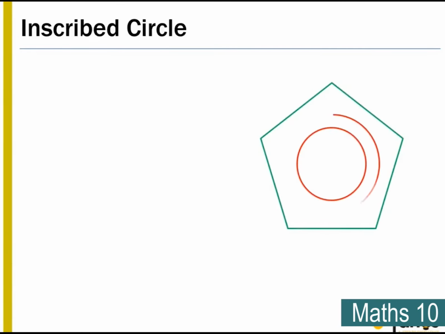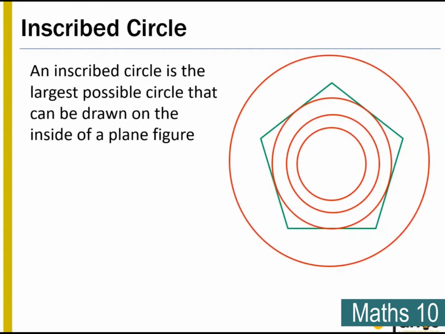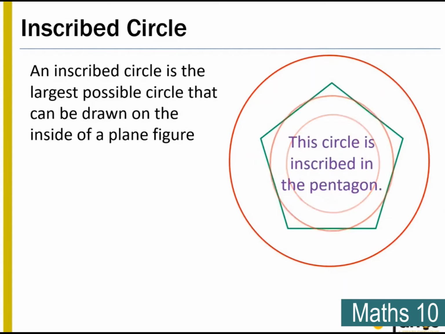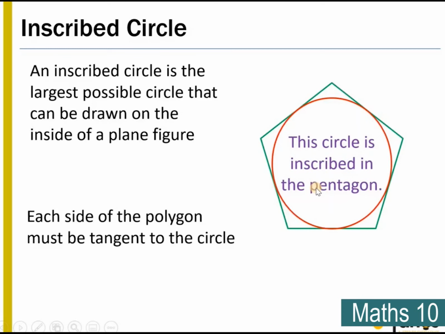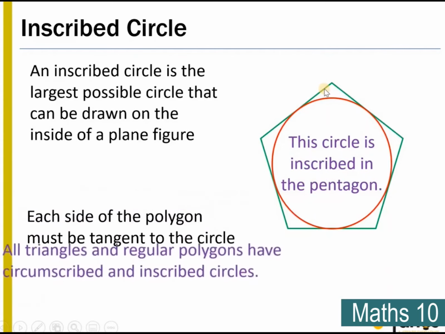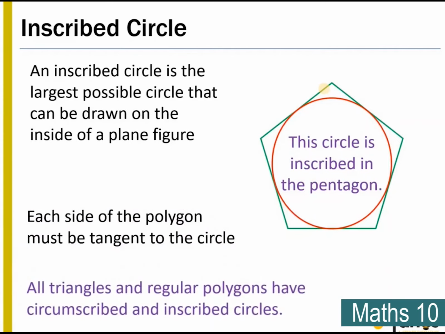Inscribed circle. Here's a pentagon, and here are some circles. An inscribed circle is the largest possible circle that can be drawn on the inside of a plane figure. So this circle is inscribed in the pentagon. It's the largest possible circle that can be drawn inside the pentagon. Each side of the polygon must be tangent to the circle. So each of these 5 sides is a tangent to the circle and touches the circle exactly once. All triangles and regular polygons have circumscribed and inscribed circles.